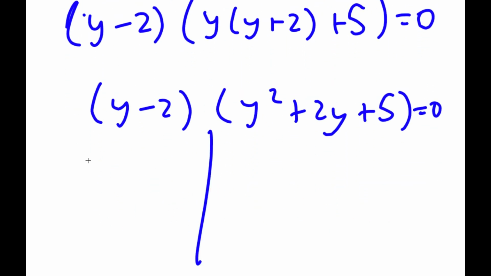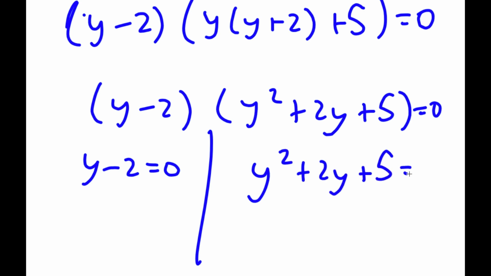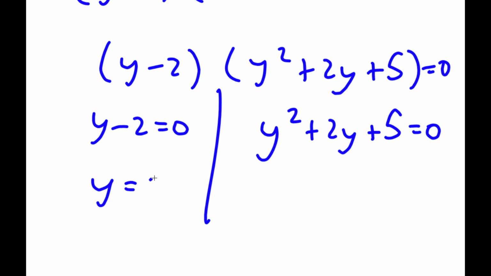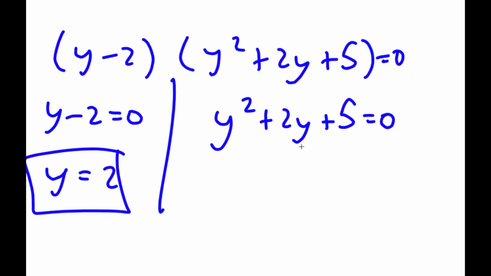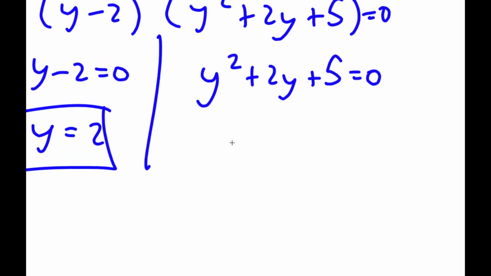So now this gives me two equations. y minus 2 is equal to 0, and y squared plus 2y plus 5 is equal to 0. For y minus 2 equals 0, y is simply equal to 2. For y squared plus 2y plus 5 equals 0, I'm going to use the quadratic formula.